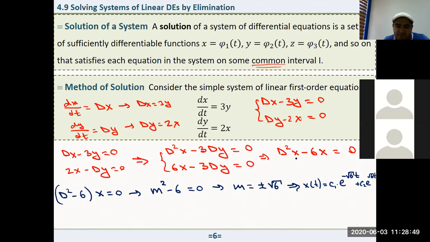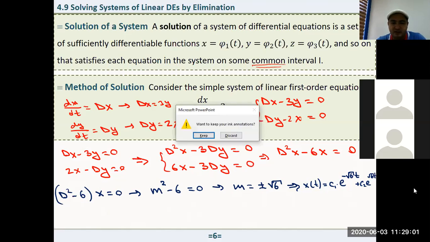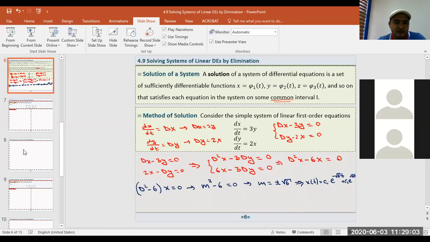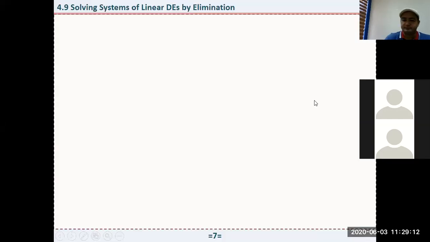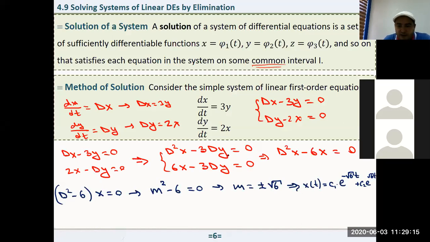How can you find y? To find y, for example, give me a minute because I need more space. Let me just add one more slide. Okay. All right, so that is our x. Now let me find y here in the second part, because I need the equation.